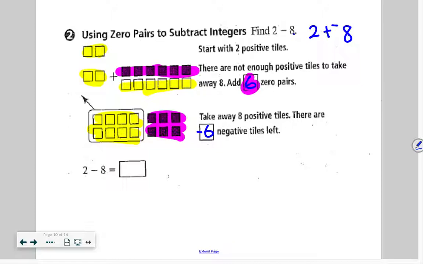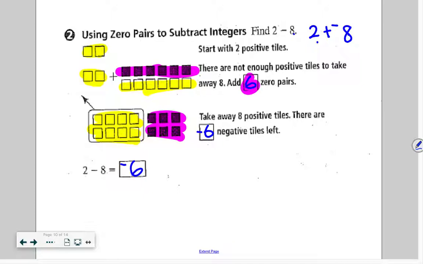So 2 minus 8, let's go back up here. 2 plus a negative 8. One's positive, one's negative, right? What's 8 minus 2? 6. Which is bigger, 2 or 8? 8, and it's negative, so our answer is negative 6.